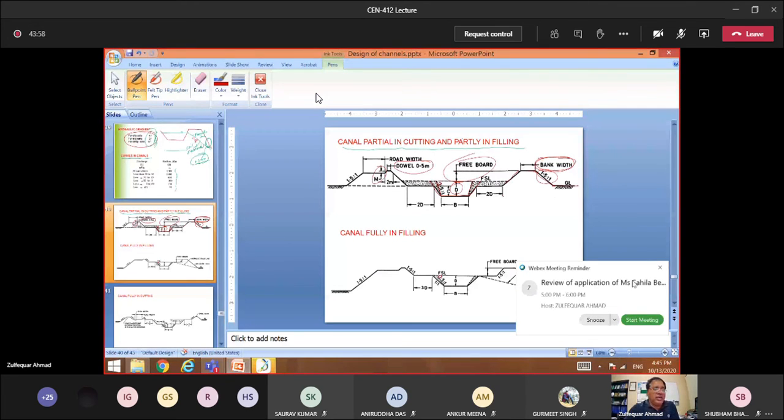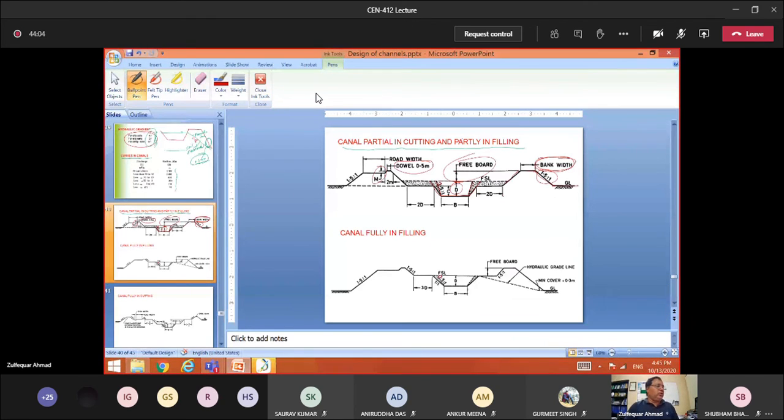So I think you have understood this. If you have any question on the canal, part in cutting or part in filling, please let me know so that I can move to the canal fully in cutting. Sorry, fully in filling. So now you can see here also.